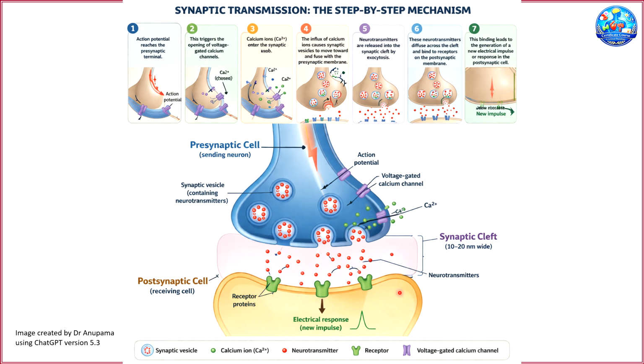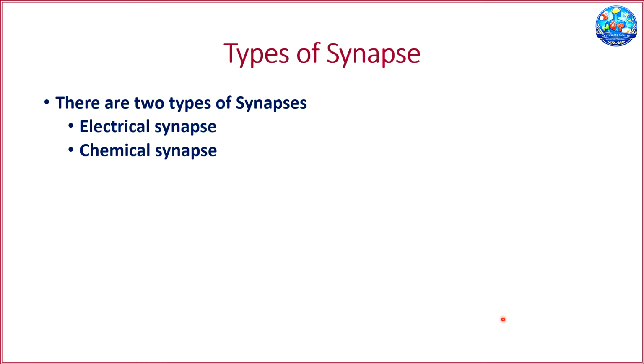postsynaptic membrane. Again here you have another action potential or some electric response which is generated in the receiving cell. This is how the nerve impulse transmission takes place at the synapse. Now coming to the types of synapse, we have two types of synapse, the electrical synapse and the chemical synapse.